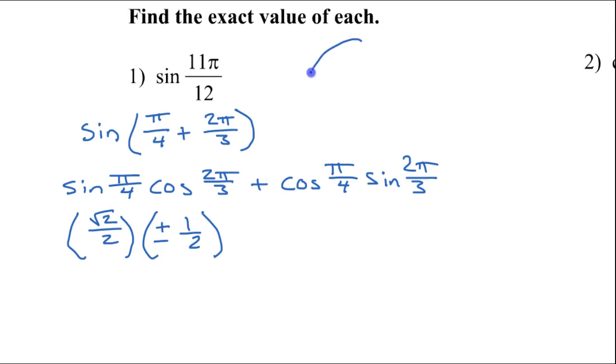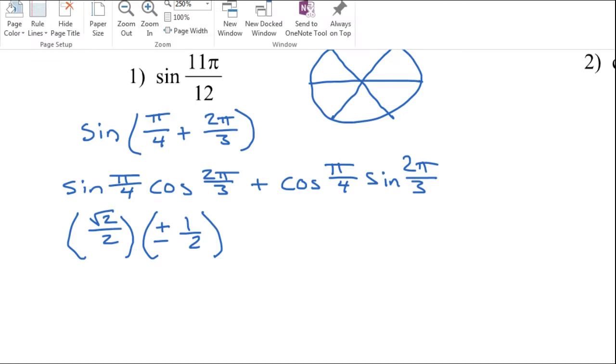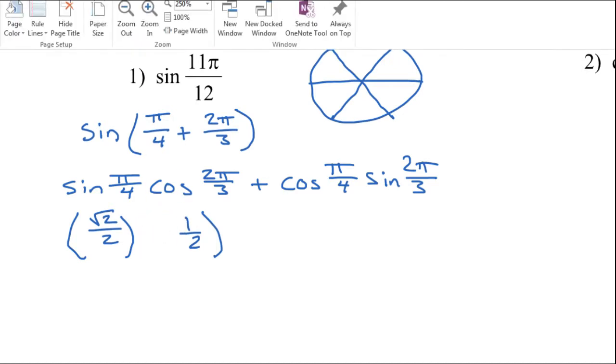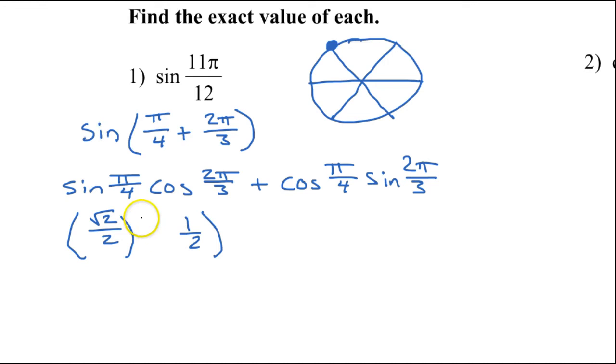So as I think about it, I'm picturing 2 pi over 3 and it's going to look like this. Alright, here's 1 pi over 3. 2 pi over 3 is right here in the second quadrant. Cosine is negative over here because it's to the left. So that tells me to go ahead and go with negative 1/2. Okay, so it's going to be negative 1/2.